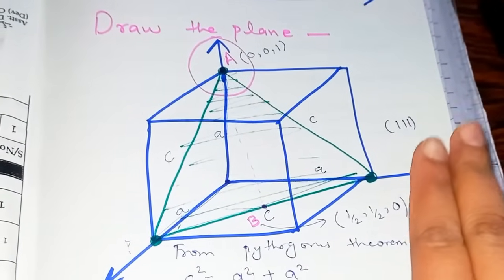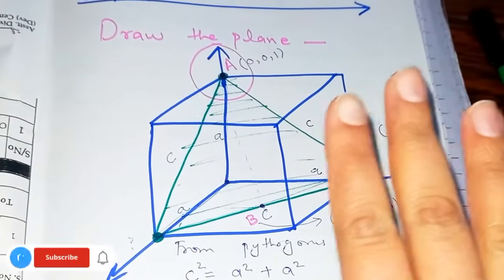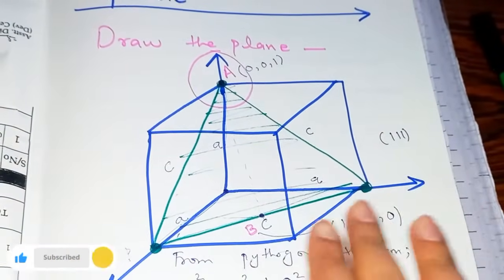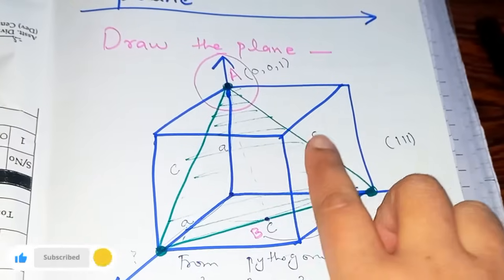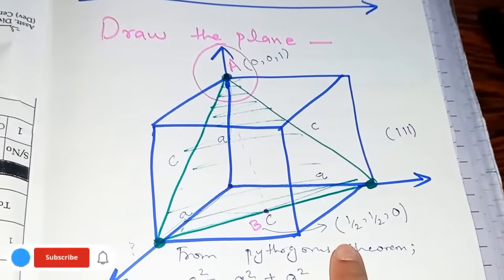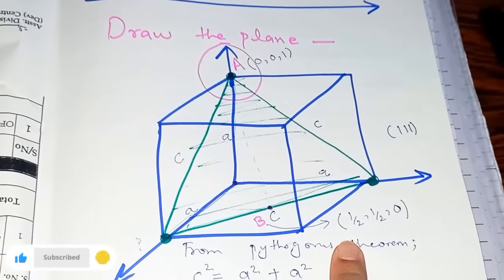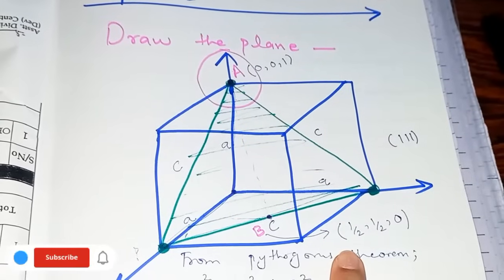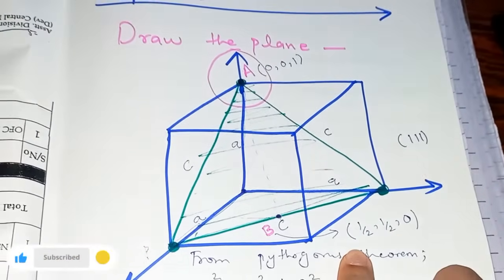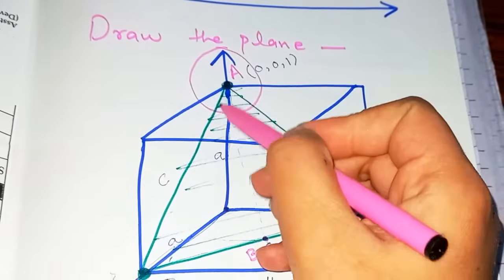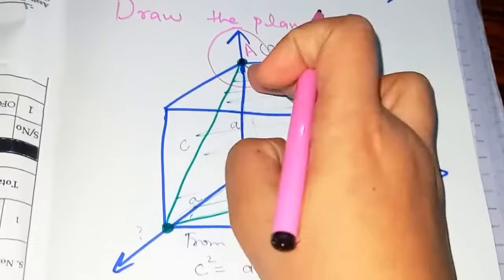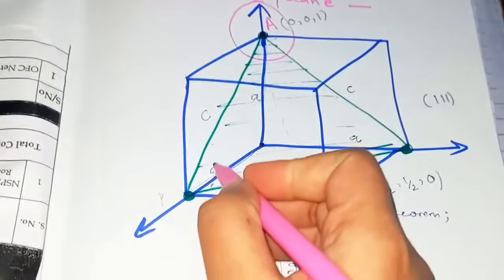That doesn't matter. The atom's contribution to the plane will be considered only in the case when the plane is also cutting through its center. If it's cutting through any other point, then that's not acceptable and that atom will not be contributing to the plane. So we can see here that its center is here and the plane is also passing through this point, so that atom's contribution to the plane will be considered.